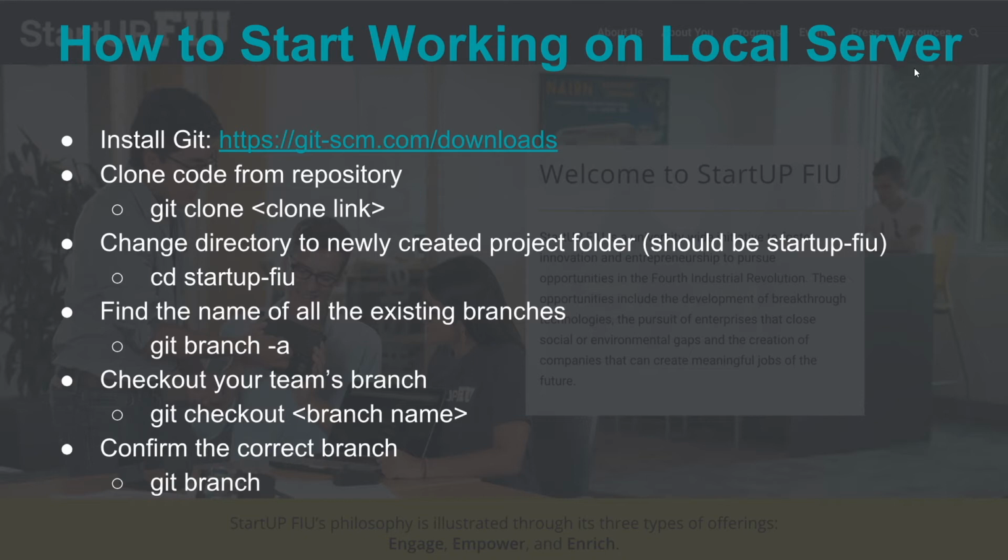Next, find the name of all the existing branches. To do that, type in git branch -a. Now you want to check out your team's branch. In order to do that, you type in git checkout and the branch name. You would want to confirm that you are in the correct branch. So in order to do that, type in git branch.